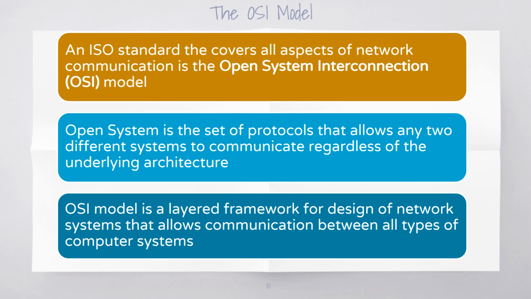So the open system proposed a model which comprises a set of protocols which allows any two communicating parties to communicate regardless of the underlying architecture. The main purpose of the OSI model is to facilitate communication between two different systems without requiring any changes to the underlying hardware or software.